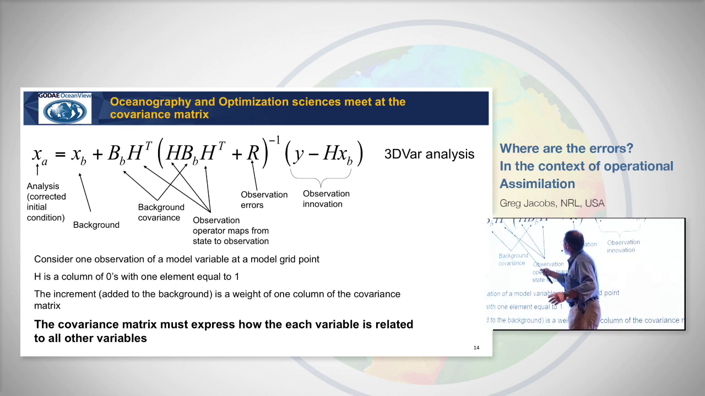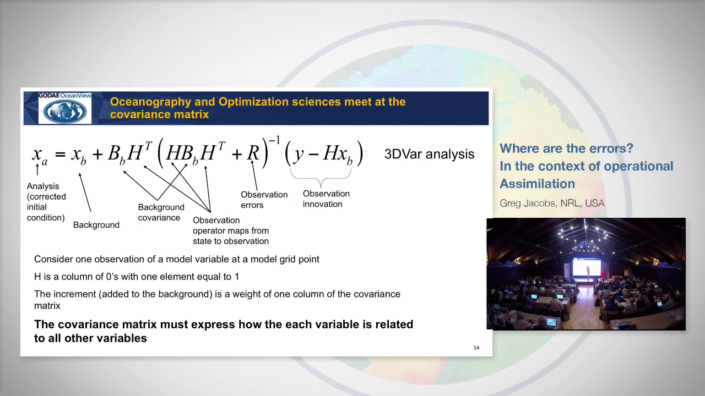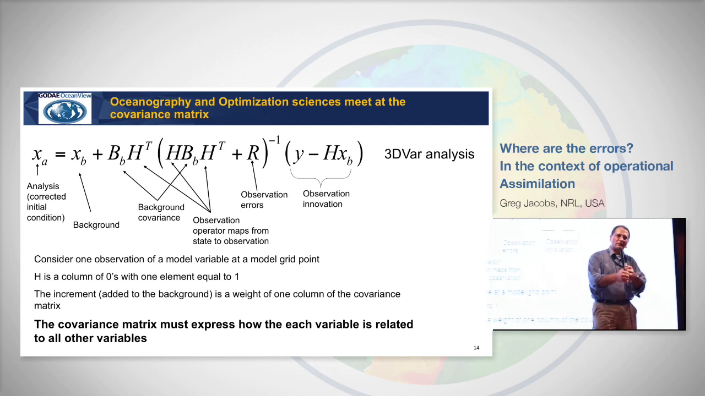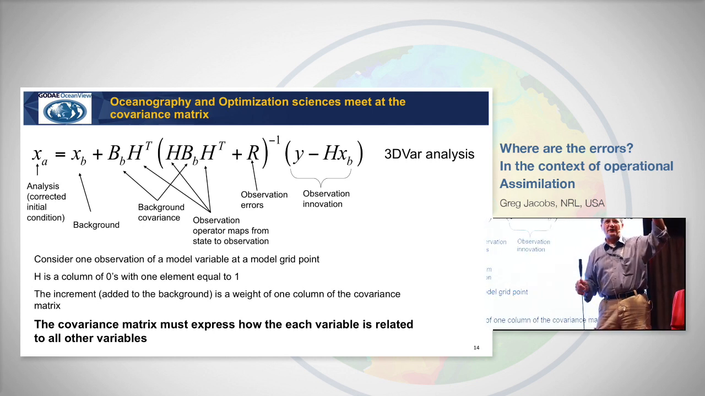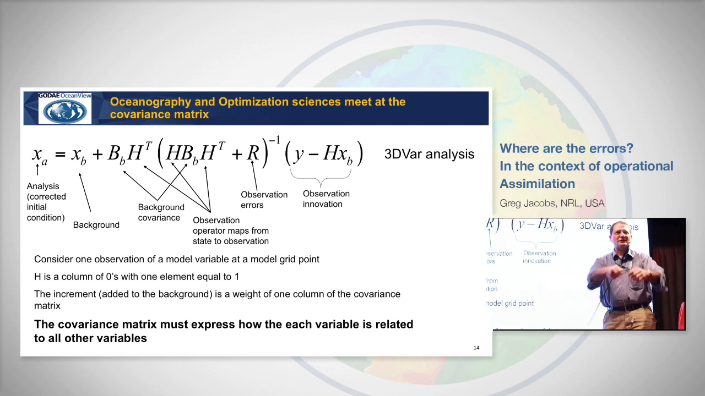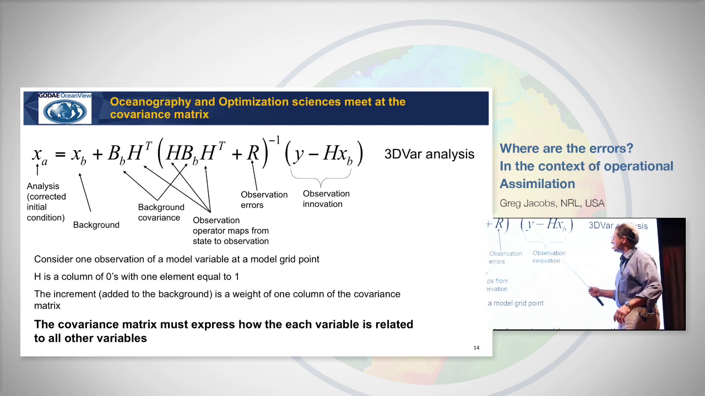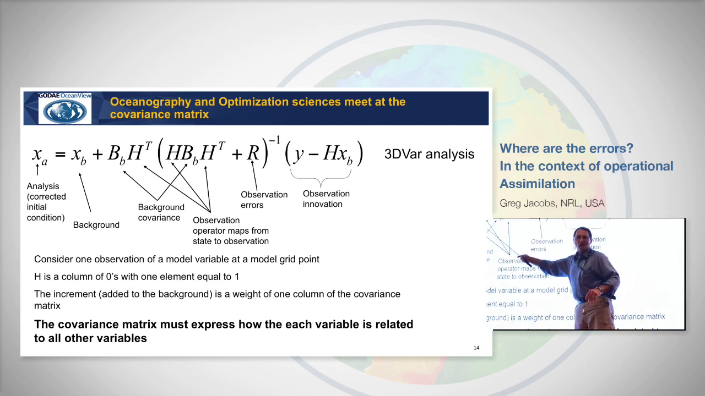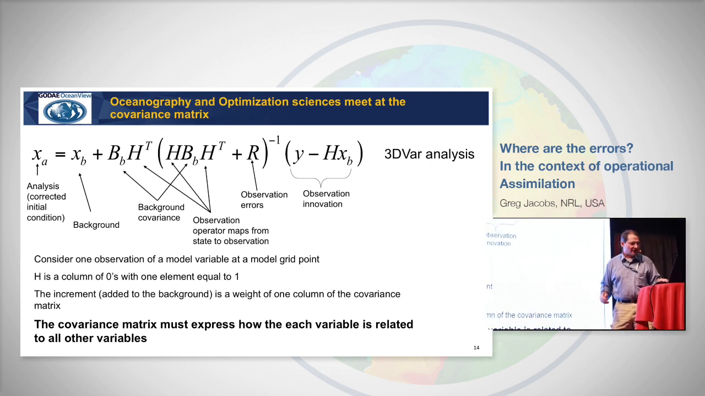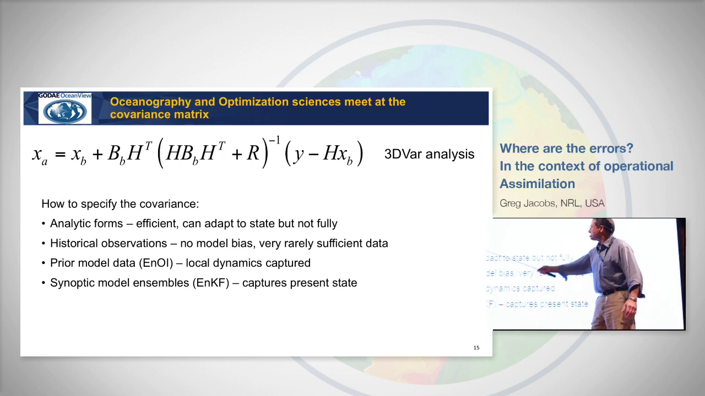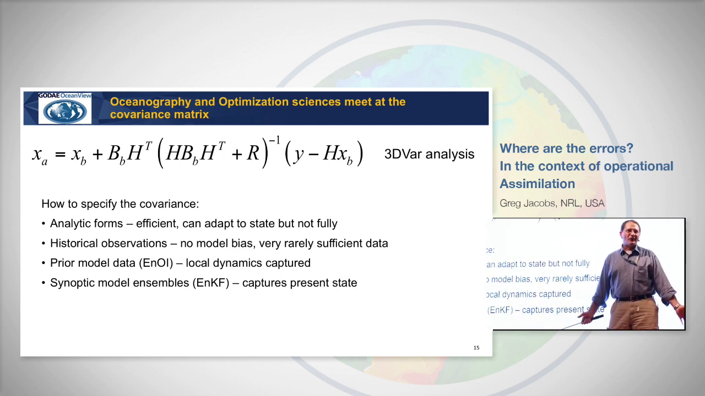But what happens here? H is a long column vector that has one element 1. It's going to select one column out of B. That column describes how the information at that observation location is correlated to all the other values in the ocean. So if I observe sea surface height at a location, I need a column in here that says how temperature, salinity, velocity is related to that sea surface height throughout the water column at that location and at all the surrounding locations. There's just never enough data to actually determine what B is. And so that's where all the exciting discussion happens: how to specify this covariance. How do you specify all the information that goes in there?